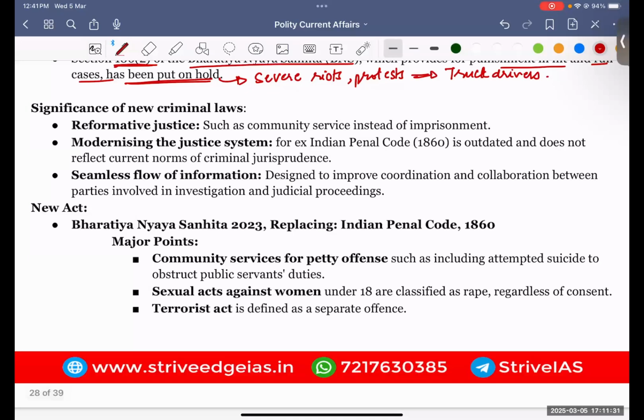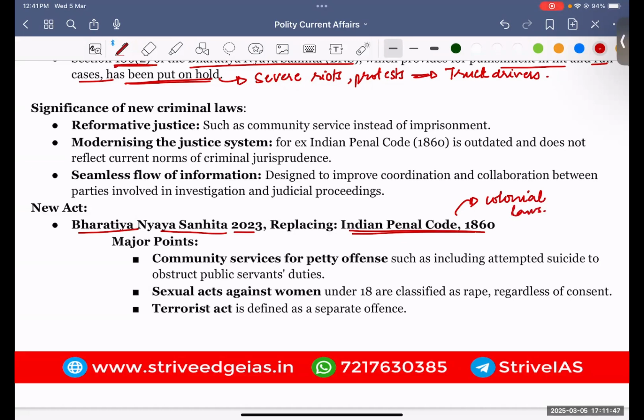So what are these new acts? The Bharatiya Nyaya Samhita, replacing the IPC code 1860. So these were all colonial laws. So they were outdated. So that's why they are being replaced.